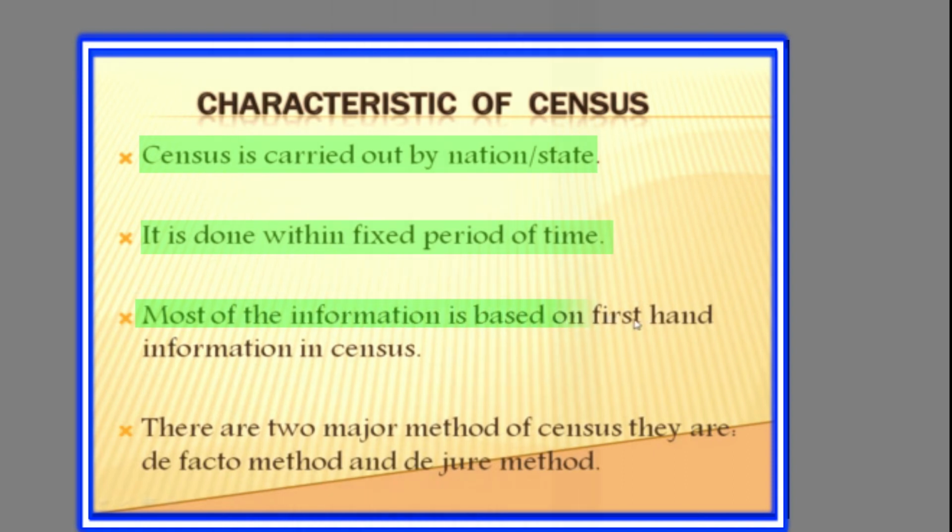Most of the information in a census is based on first-hand information. It means most of the information is based on asking, not on depending on second-hand information such as newspaper, TV, radio, FM, etc. There are two major methods of census. They are the de facto method and the de jure method, and the third one, the modified de jure method, is the modified version of the de jure method.